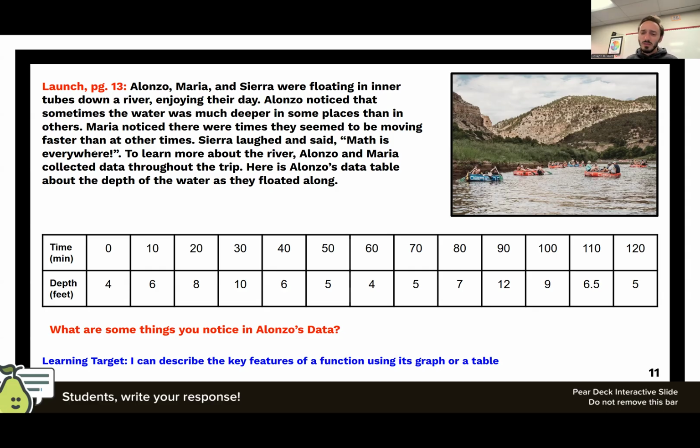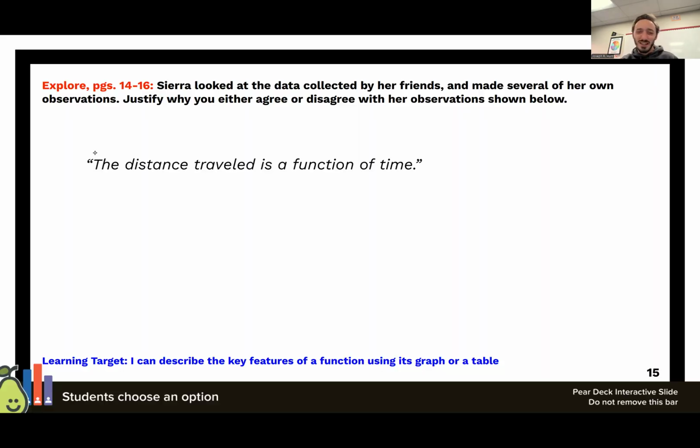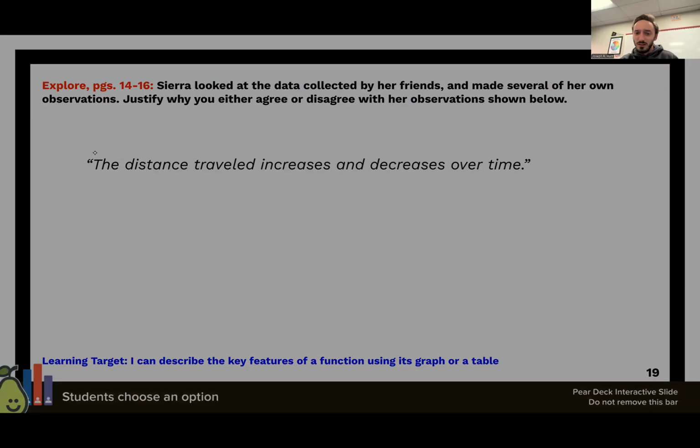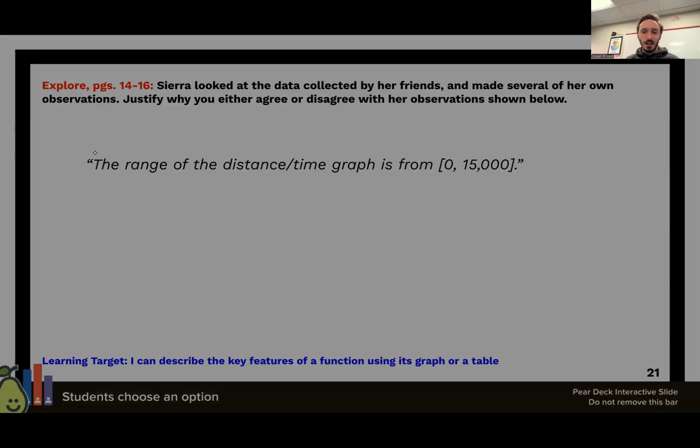So maybe if there's like a maximum depth of 12 somewhere in the trip, there's maybe a depth of 11 feet. But I could also see an argument the other way to say with that discrete data, we're not seeing an output of 11. There's not necessarily just one right answer in that context. Here, the range of the distance time graph is from 0 to 15,000 in brackets. That's interval notation for the range in that case. I definitely agree with this given statement.